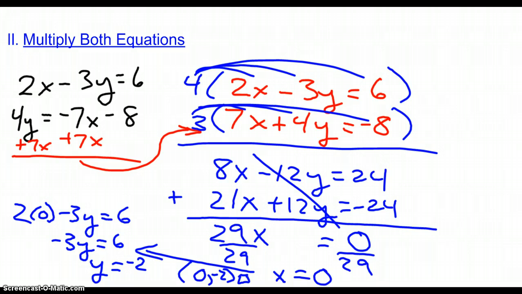And let's test the equations to make sure it's true. So is 2 times 0 minus 3 times negative 2 equal to 6? Yes. Good. And is 4 times negative 2 equal to negative 7 times 0 minus 8? Yes, it's true.